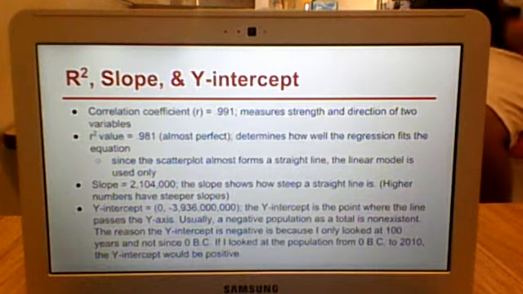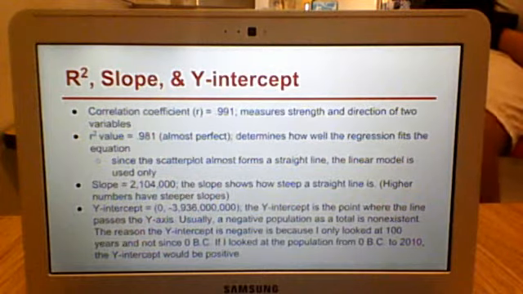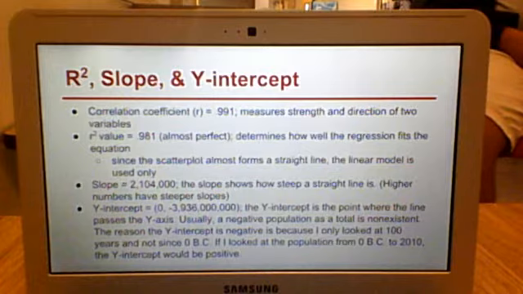The y-intercept shows where the line passes the y-axis on the graph, and usually a negative population as a total is non-existent. The reason the y-intercept is negative in my graph is because I only looked at 100 years from 1900 to 2010, and not since 0 BC, which is extrapolation. If I looked at the population within that range, it's interpolation. If I looked at the population from 0 BC to 2010, the y-intercept would be positive.